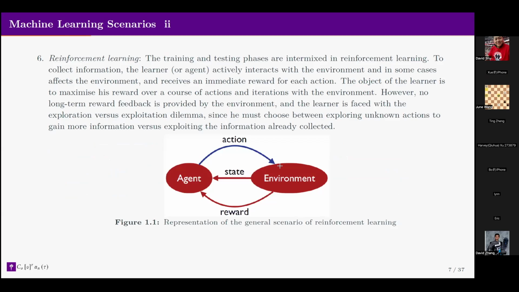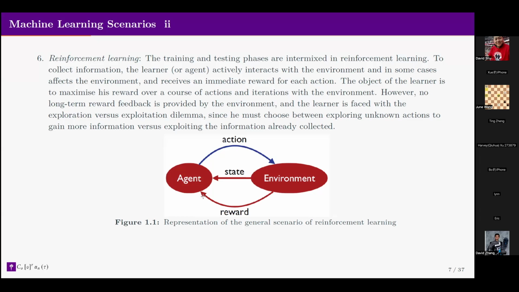And also in reinforcement learning, the training and the testing phases are intermixed as well. To collect information, the agent actively interacts with the environment, and in some cases affects the environment, and receives an immediate reward for each action. So you can see from this plot, the objective of the learner is to maximize the reward over the course of actions and iterations with the environment. However, no long-term reward feedback is provided by the environment.